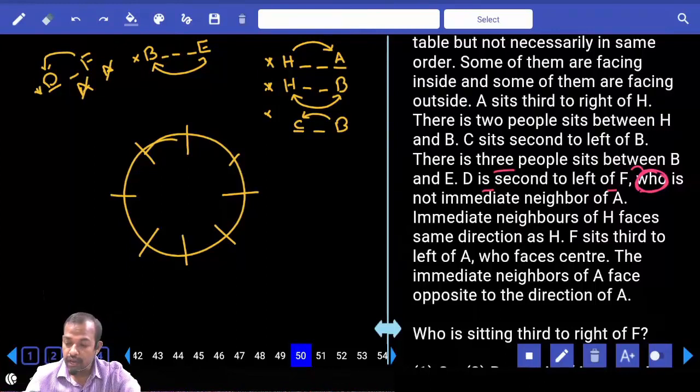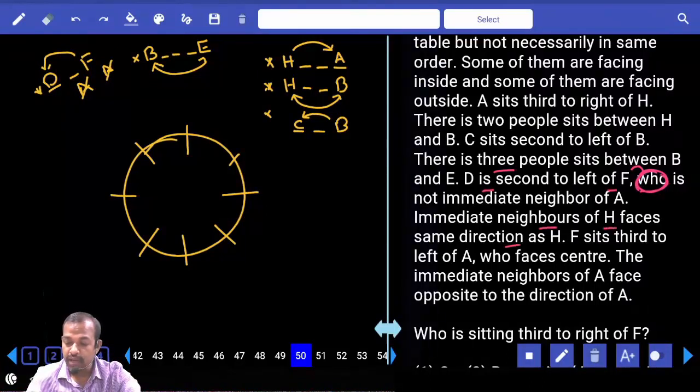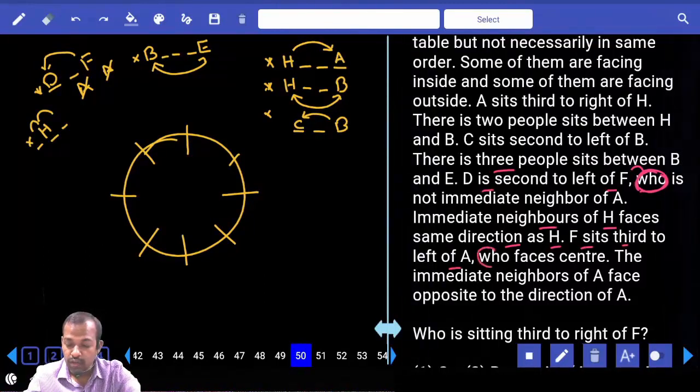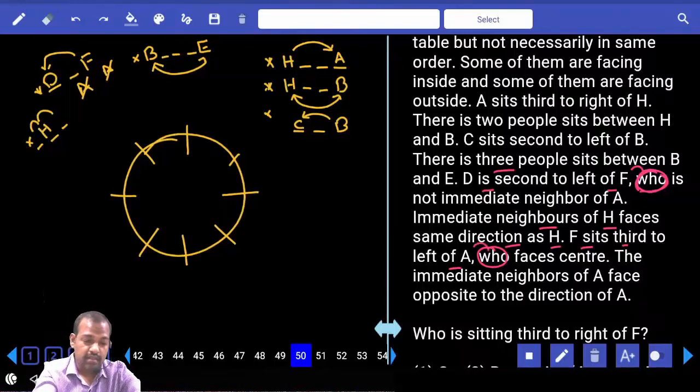Next point. The immediate neighbors of H face the same direction as H. Okay. Next point. F sits third to the left of A. And the word who represents here? A. And A faces center.